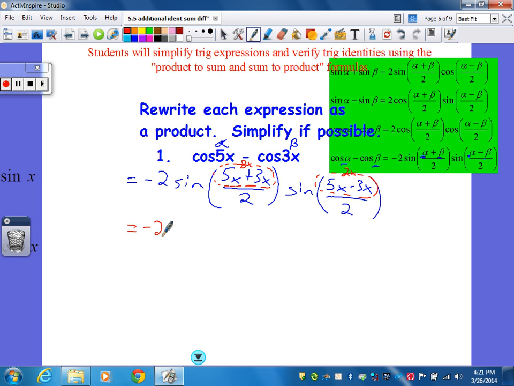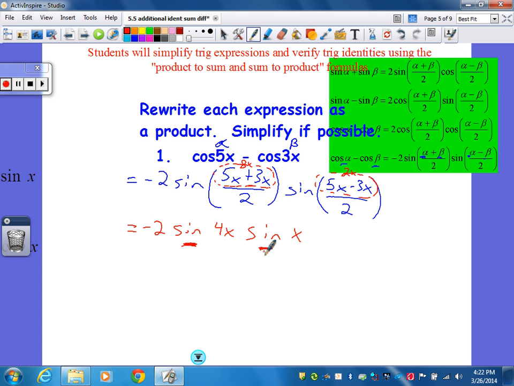So -2 sine 4x, and then same thing over here, we have a 2x over 2. So I'm going to write that as just sine x. It simplifies, so we turn the 2's, and we're down to just a sine x. Okay, and that's pretty much it. We have a sine multiplying by a sine, so we have our product.